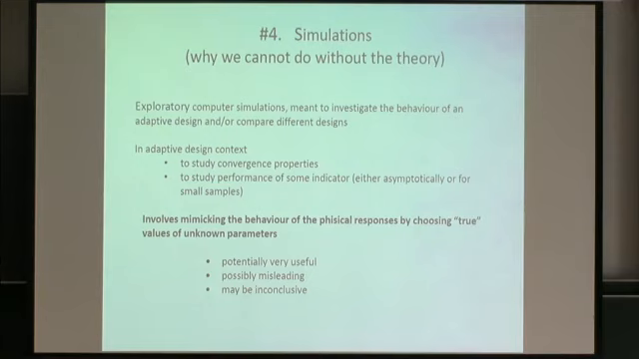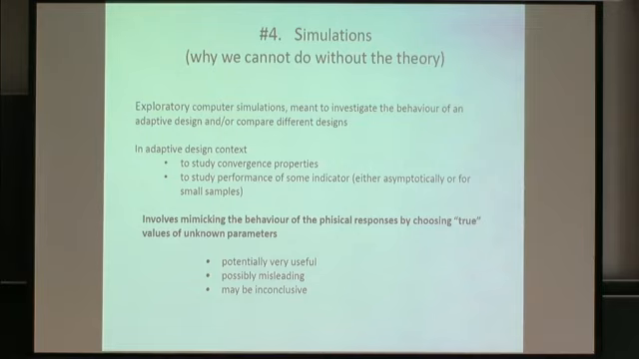In the adaptive design context in particular, simulations are for studying convergence, to see if the design converges or not, and to study the performance of some indicator, either asymptotically or in general for small samples. Now, simulating an experiment involves simulating the behavior of the physical responses, and in order to do that, we have to choose the true, in inverted commas, values of the parameters. So we pretend to be God, and we pretend to know what the parameters are. This is potentially very useful, but also possibly misleading, and it may be inconclusive, of course.